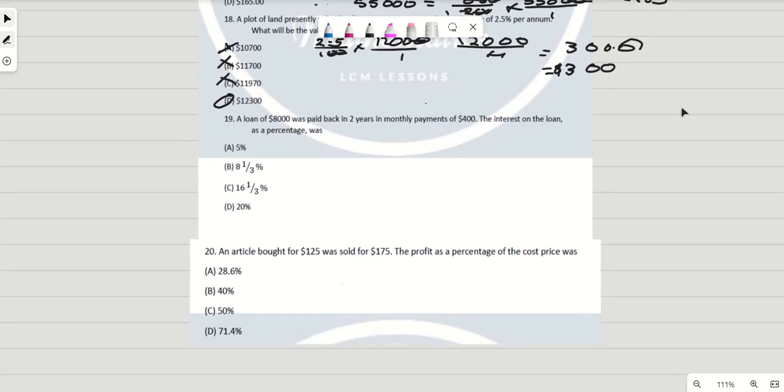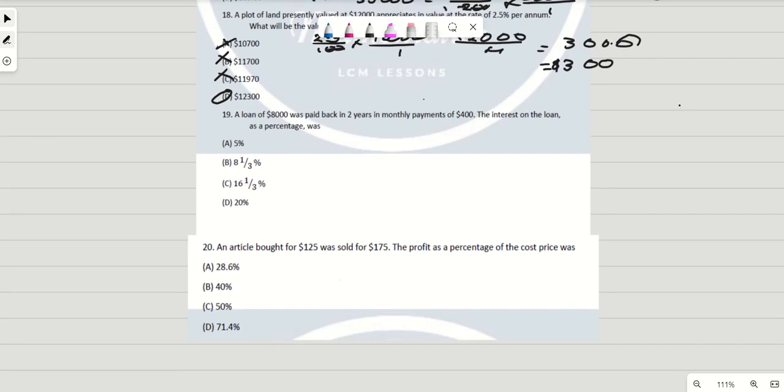All right, this question here was given a set of times. I believe the answer is 20%, but let's check it out. A loan of 8,000 was paid back in 2 years in monthly installments of 400. We know 2 years is 24 months, right? Some of the questions did not put 2 years, they put 24 months, right? That's why I said they would change up 1 or 2 lines, but it's basically the same thing.